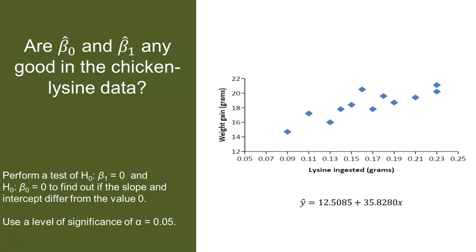And so we could ask the question, are beta 0 hat and beta 1 hat any good for the chicken and lysine data? And so we could perform a test of the null hypothesis that says beta 1 equals 0 and beta 0 equals 0. And that will find out if the slope and the intercept differ from the value 0. And we can set a level of significance of our test at 0.05, a common level of significance for most of our statistical tests. And so we'll look at these data in R and begin to see some of the output.